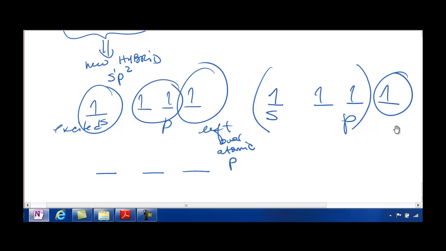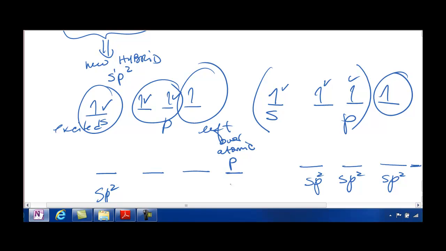Are we okay so far? Did I lose anybody? Are you with me? Okay, so to take sp2s, I'm taking this guy and this guy. Those are my sp2s, and this is my sp2. This is another sp2, sp2, sp2 of carbon number 2. And each one of them has an atomic P left over.